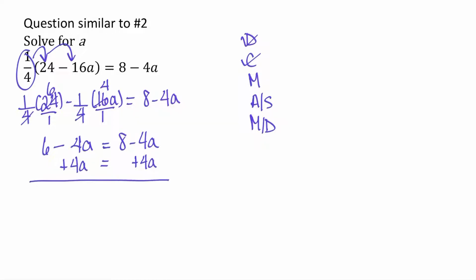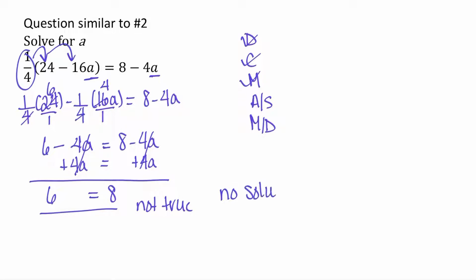So when I do that on the left, I get 6 minus 4a and plus 4a will cancel, and that equals 8. And once again, minus 4a and plus 4a will cancel. So now I have 6 equals 8, and that is something that is never true. It doesn't matter what I plug in for a. That will never be true. So that is why my answer will be no solution, because I cannot plug in a number for a that will make 6 equal to 8.